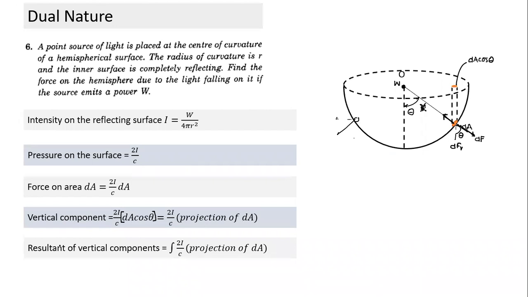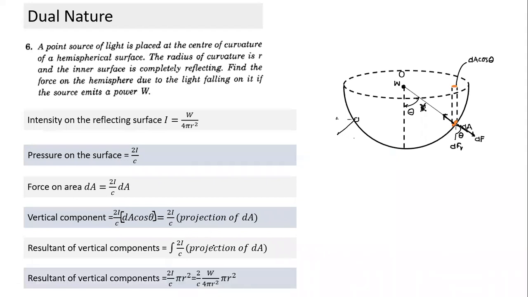In that case, what is the resultant vertical component? I add up all those things, I integrate the whole thing: 2I by C, integration being nothing but summation, so the summation of all projections of dA. If I take the projection of all the area on the hemisphere, what area do we get? The summation of all projections of dA is nothing but the area of a circle. So the resultant vertical component is, with the projection equal to pi r square, substituting I, which is 2 by C into power divided by 4 pi r square into pi r square.